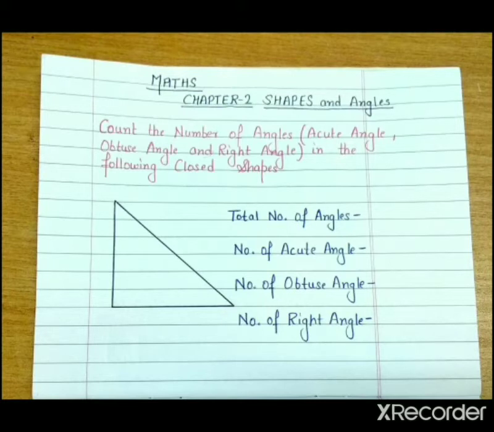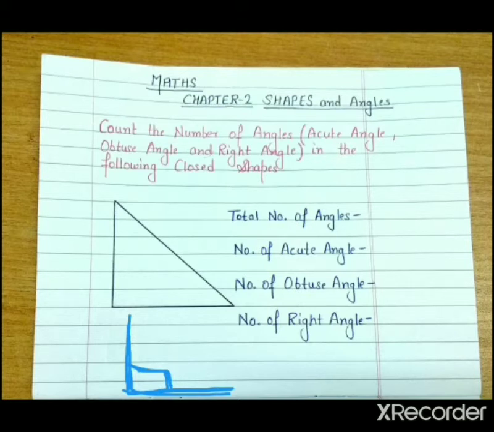Yes, we have already learned that when one line is standing straight on another line, the angle formed is called a right angle. And what is the measure of a right angle? A right angle is of 90 degrees. The measure of a right angle is 90 degrees.